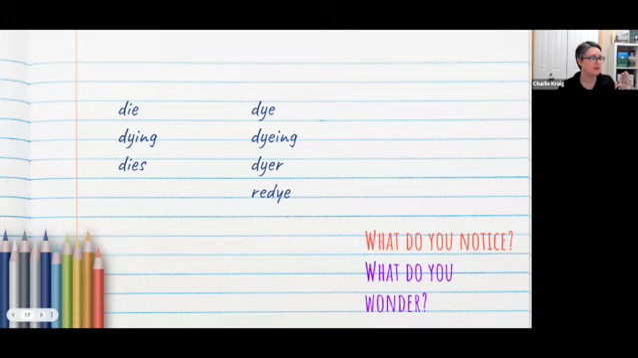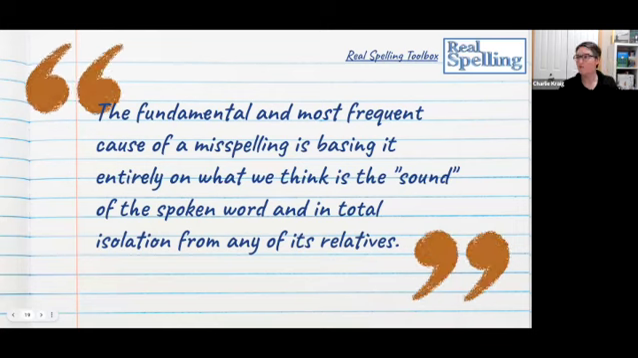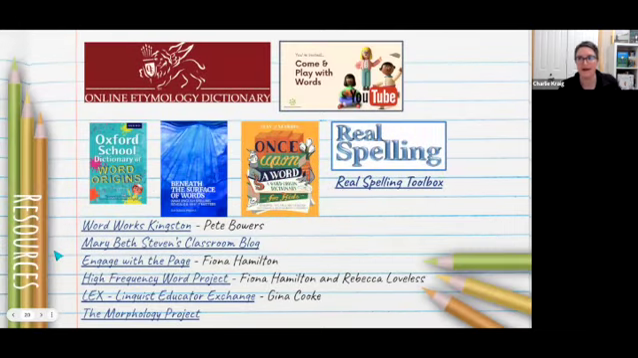Okay, I am mindful of the time. I want to leave you with this friendly reminder that the most frequent cause of misspelling is basing it entirely on what we think is the sound and in total isolation from its relatives. We need to know where it fits morphologically within a family to best spell the word. Again, reminding our students that that idea that we have multiple graphemes that can spell the same phoneme, it's an add-on. That's like the Chrome package when you go buy your car. It's a selling feature. It's not a deficit.